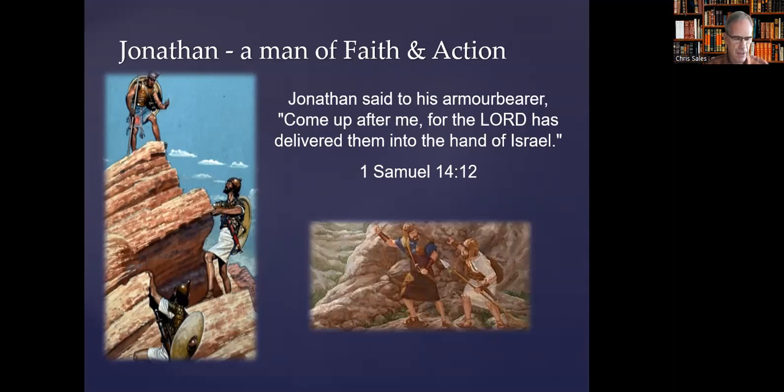And we can see there in verse 1, this is 1 Samuel chapter 14, to get some context here, verse 1: It came to pass on a day that Jonathan, the son of Saul, said to his armor bearer, Come, let us go over to the Philistines' garrison that is on the other side. And he told not his father. Now this is important.